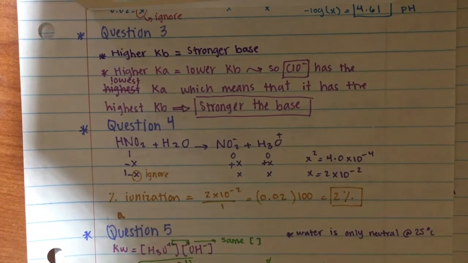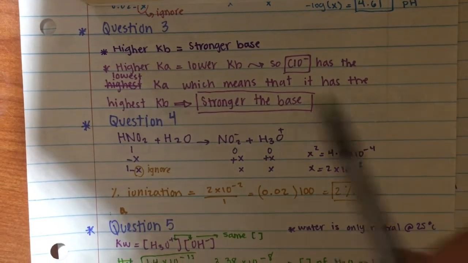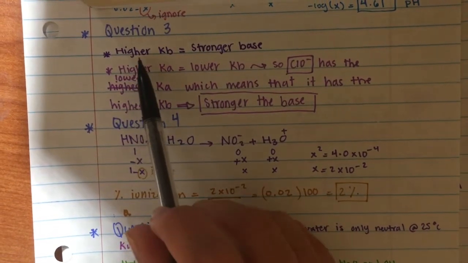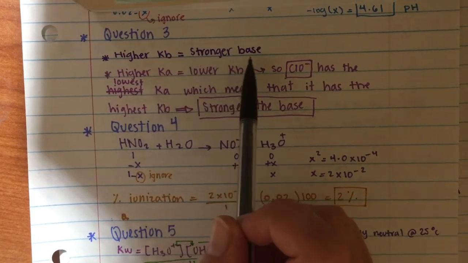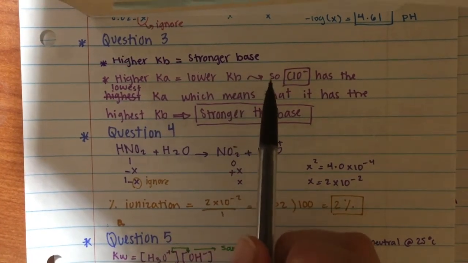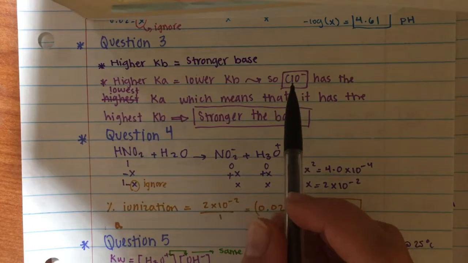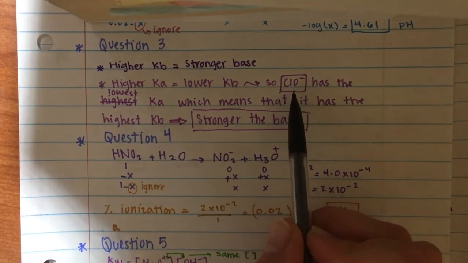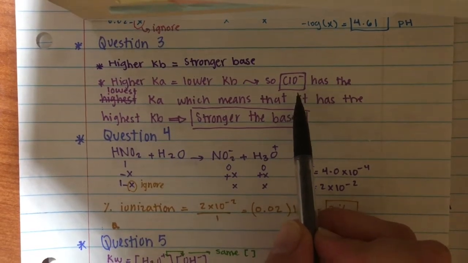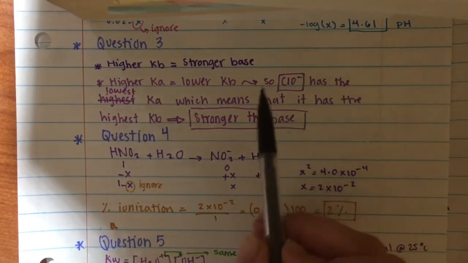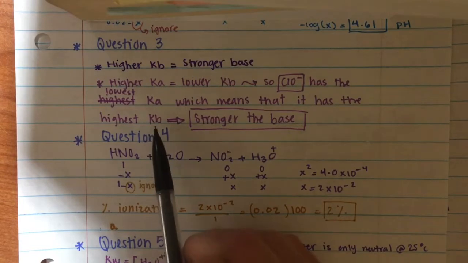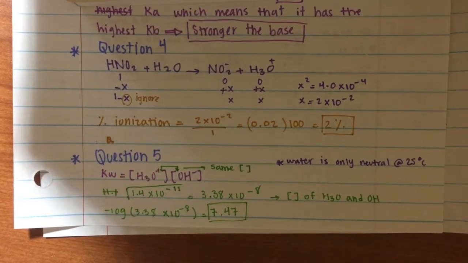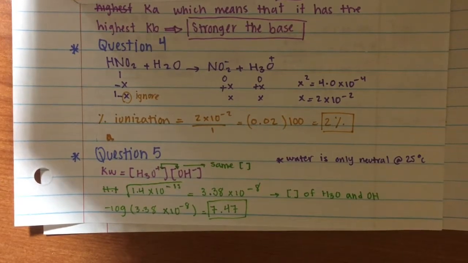Question 3 says, using the data in the table, which of these conjugate bases below is the strongest base? There are a couple of rules that you can use. A higher Ka means a lower Kb, and a higher Kb means a stronger base. So in this case, the lowest Ka is for HClO, which is 3 times 10 to the negative 8, which means that it has a higher Kb, so it is the stronger base.